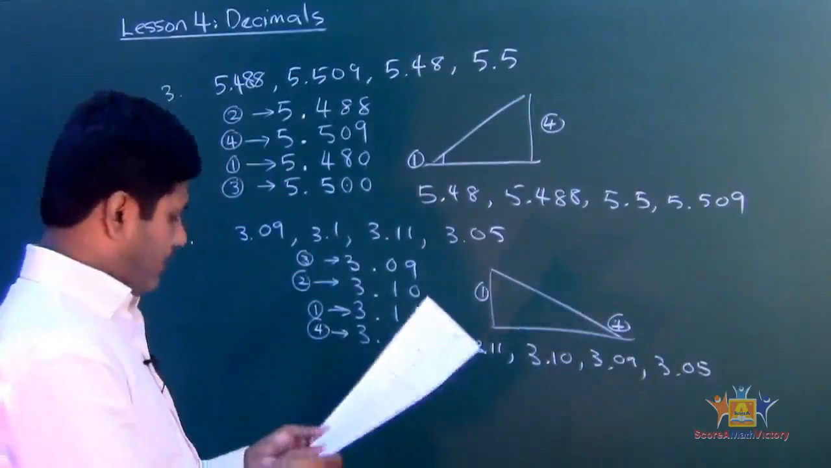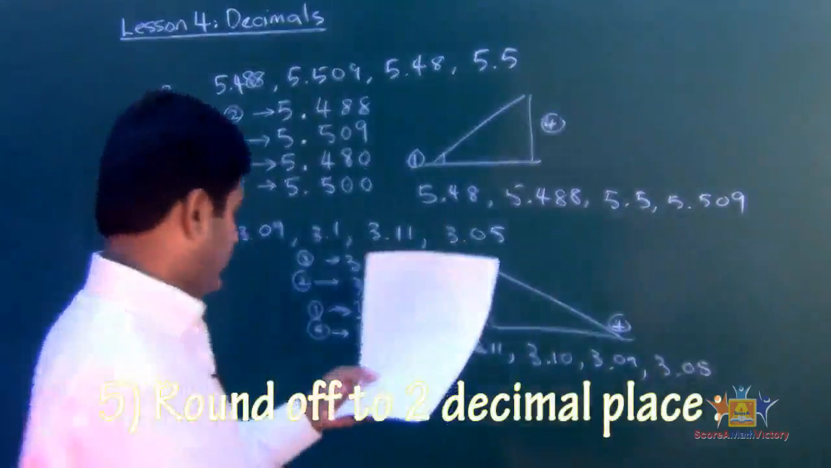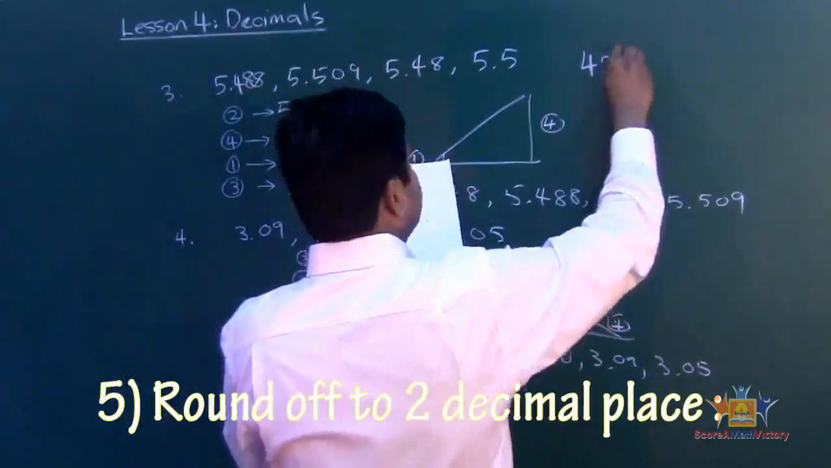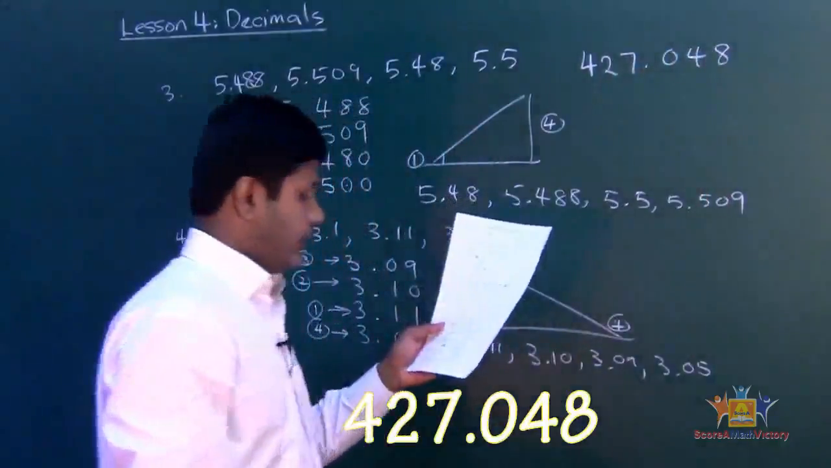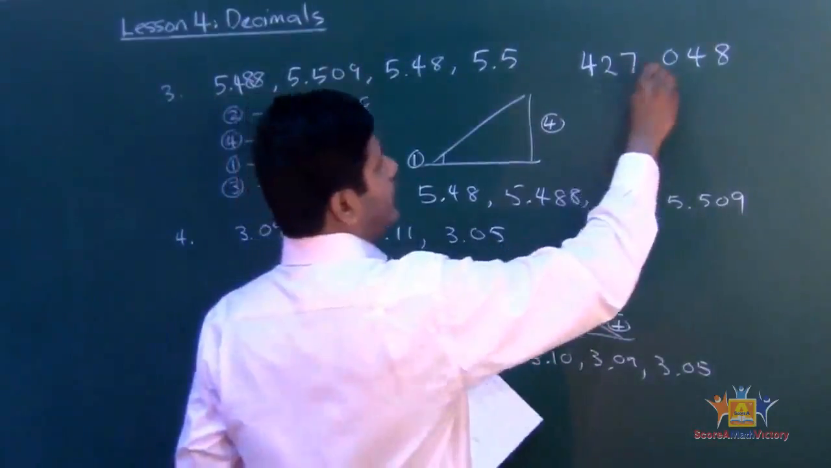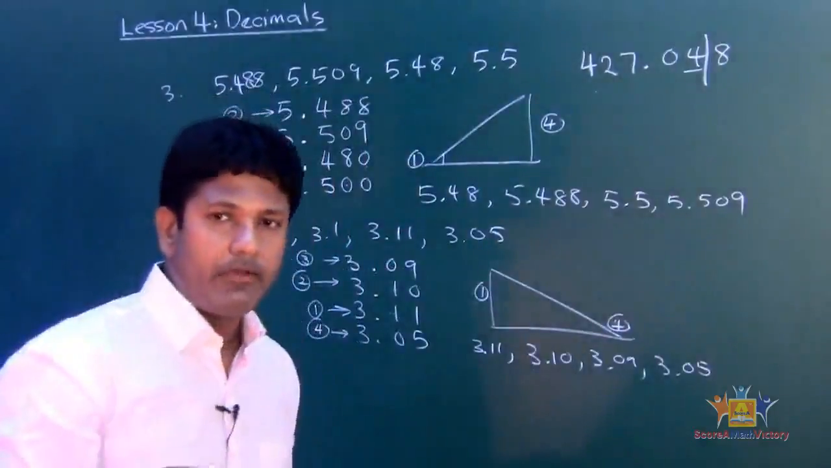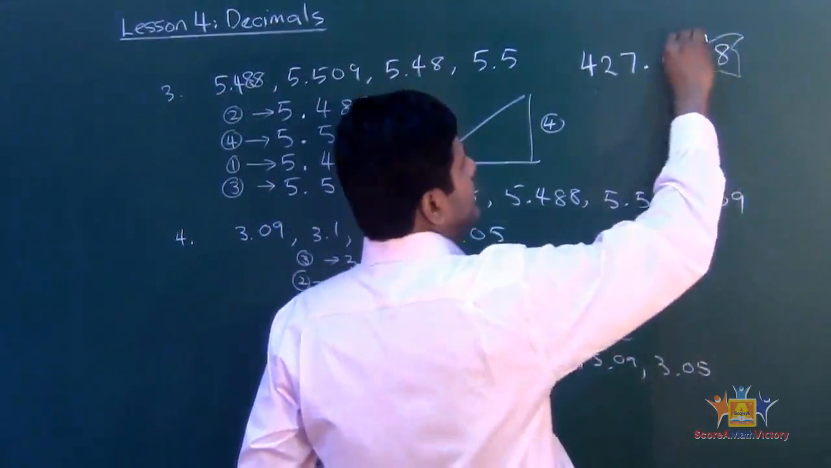Alright, let's look at problem number 5. Round off to 2 decimal places. Okay, so you're given 427.048. Now you're told 2 decimal places. 2 decimal places right there, 1, 2, line right there. Okay, what method are we going to use? The butterfly method. Okay, the right wing is the decision making.